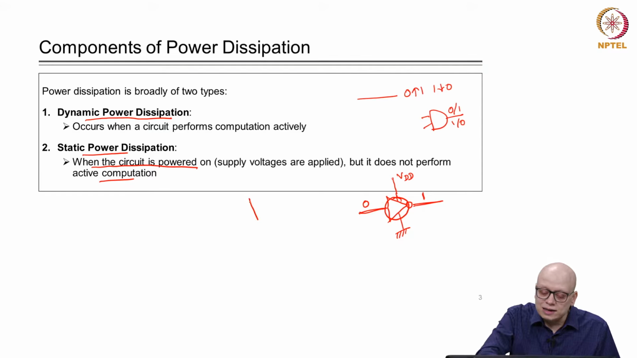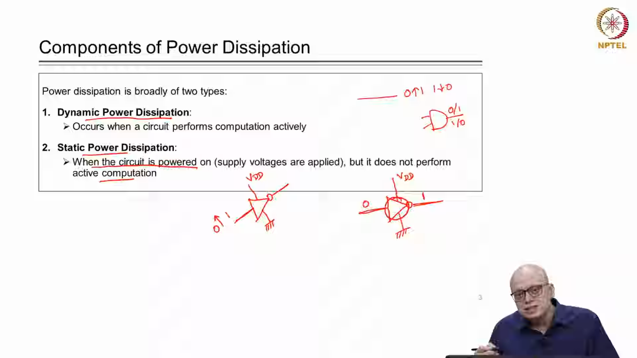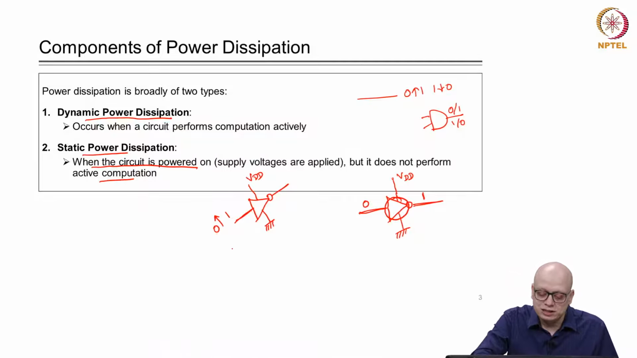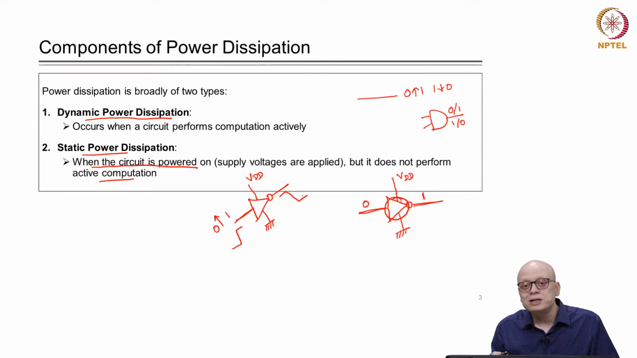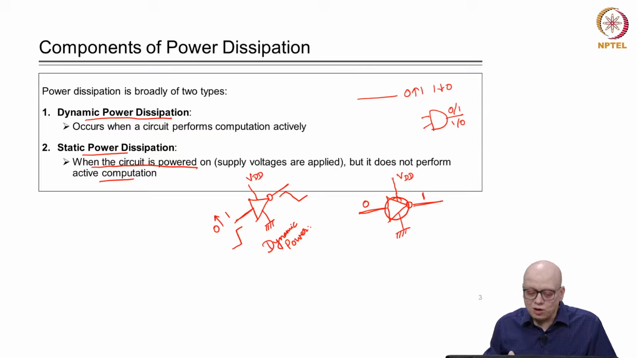While if there is an inverter, which is of course connected to VDD and ground, and suppose the input is making a transition from 0 to 1. If the input is changing, the output will change. Input is changing from 0 to 1, output will change from 1 to 0. So, the power which will be dissipated in this case will be known as the dynamic power dissipation.